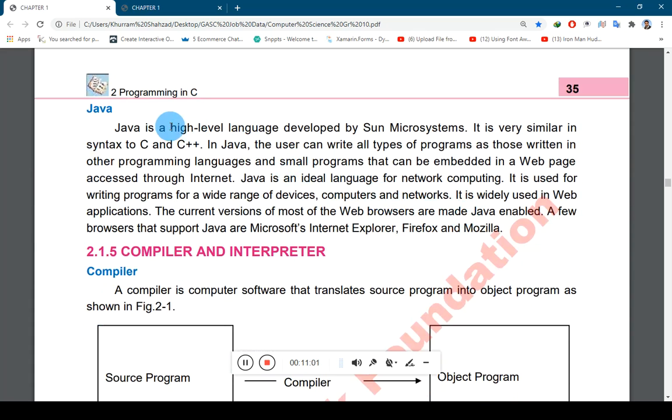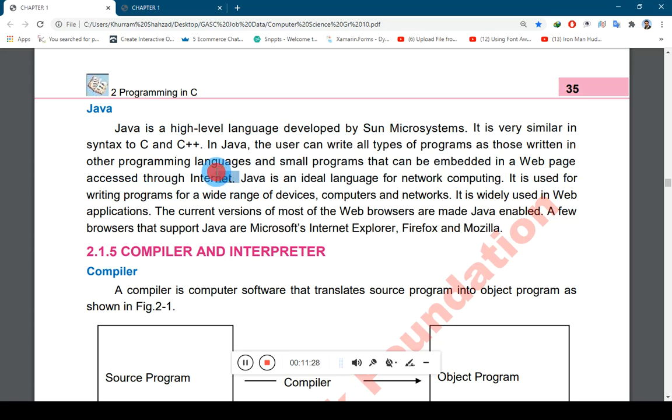Next is Java. Java is a high level language developed by Sun Microsystems. This language is important because it will be in your examination. It has very similar syntax to C and C++. In Java, the user can write all types of programs as those written in the other programming languages, and small programs that can be embedded in a web page accessed through the internet.